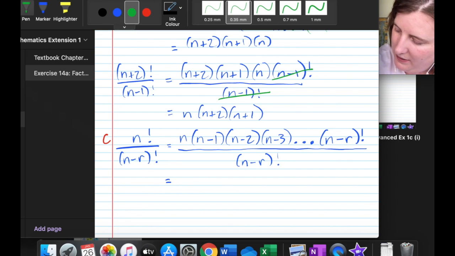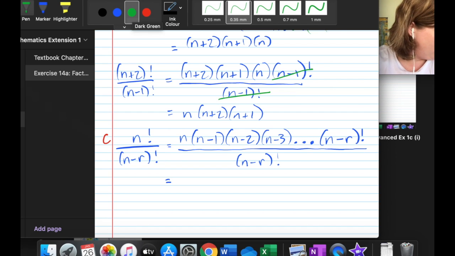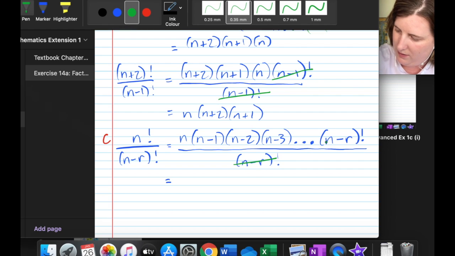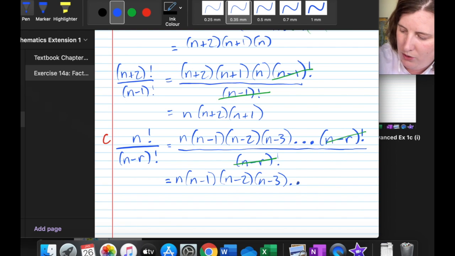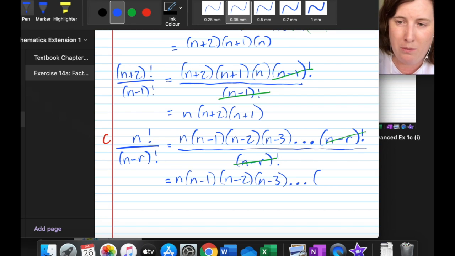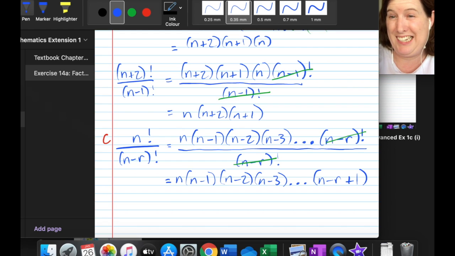As you've probably guessed, this leaves us with these. Now, this time we are going to have to care about this dot, dot, dot. So we had our n minus 1, our n minus 2, our n minus 3, and we went all the way down to the one above n minus r. So you know how the one below n minus r was n minus r minus 1? Well, we've gone down to n minus r plus 1.